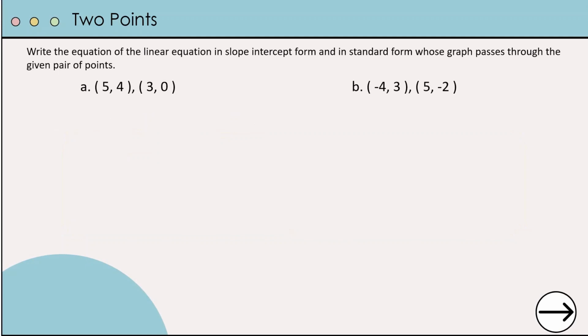Let's have these examples. We write the equation of the linear equation in slope-intercept form and in standard form whose graph passes through the given pair of points.